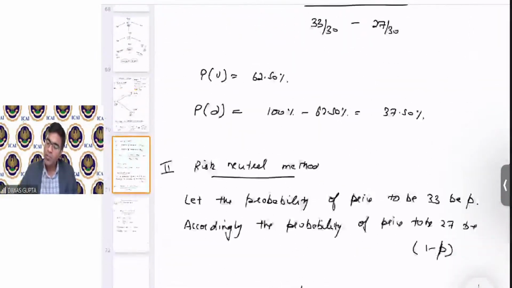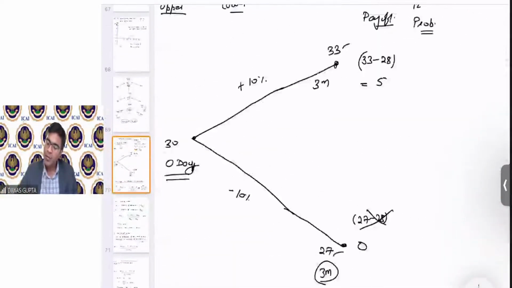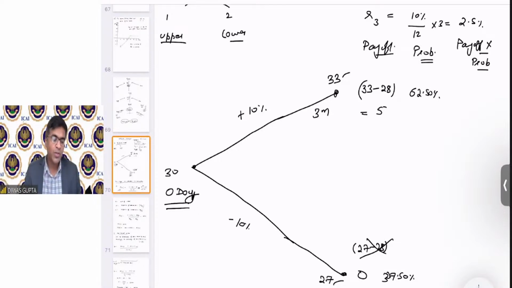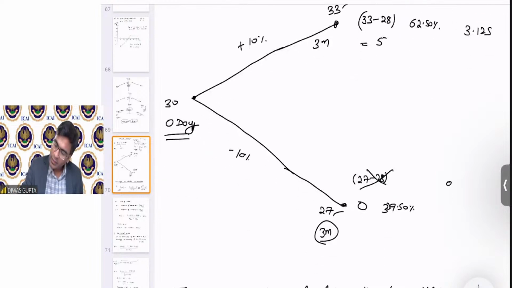So first of all, what is the probability adjusted payoff, students? Can we put here? Yes, 62.50% is the probability. 37.50 is the probability here. So the payoffs multiplied with the probability comes out as how much? 5 into 62.5 is 3.125. This is 0, correct? So total becomes 3.125.